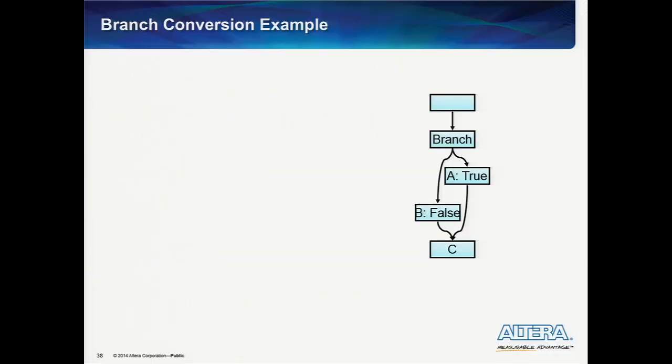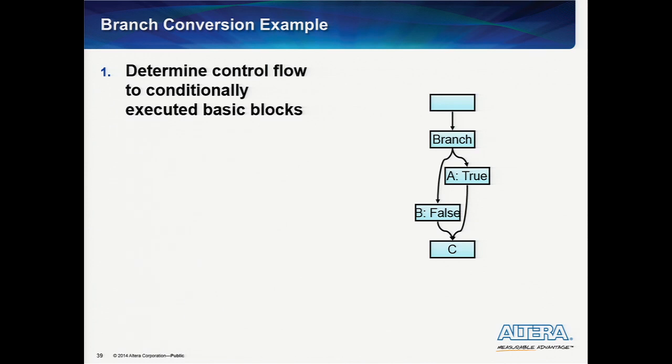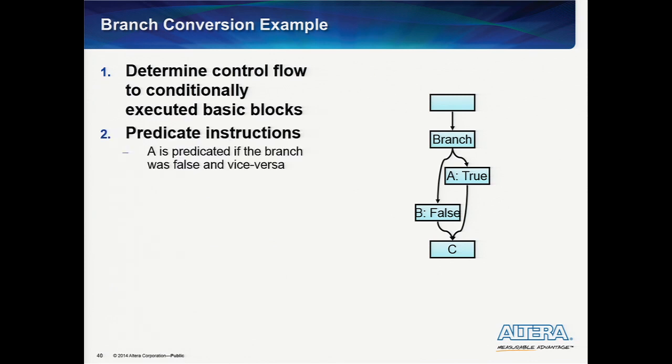So we'll look at branch conversion through an example. Here we have a very, very simple CFG, right? One conditional branch. And the first thing we do is to analyze the control flow to each basic block. Anything that's conditionally executed is important here. We build up BDDs, binary decision diagrams, and any non-constant BDD represents a conditionally executed block. Once we've constructed our BDDs, we can predicate all the instructions in A and B in this case. If the branch was false, then we're going to predicate the instructions in A. And if the branch was true, we're going to predicate all the instructions in B.